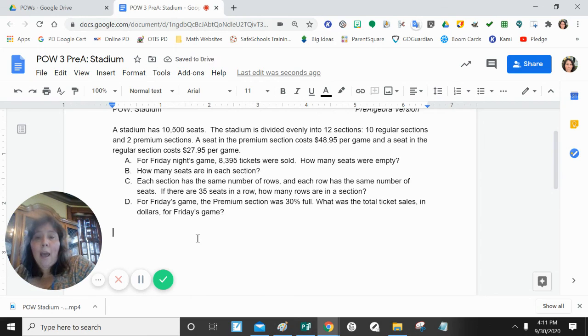So for part A, we're looking to figure out how many seats are empty. To do that, we're looking at the total number of seats in the stadium, and we're going to subtract from that the total tickets sold, because each ticket that's sold represents 1 seat. And if 8,395 tickets are sold, that means 8,395 seats are being occupied for the game. So to find out what seats are empty, you're going to subtract those 2 numbers. And that answer is how many seats are empty.